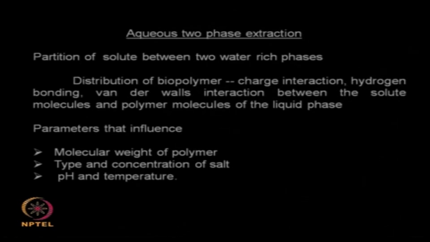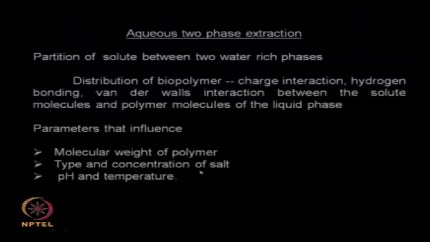Mostly we use biopolymers like PEG, dextran, chitosan. All these are biopolymers and they will not have any adverse effect on the protein. That means the protein will not get denatured by using these biopolymers. The type and concentration of salt we use, and of course the pH and the temperature, all these factors affect this aqueous two phase extraction system.